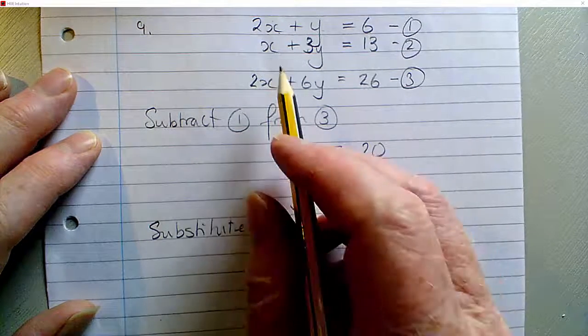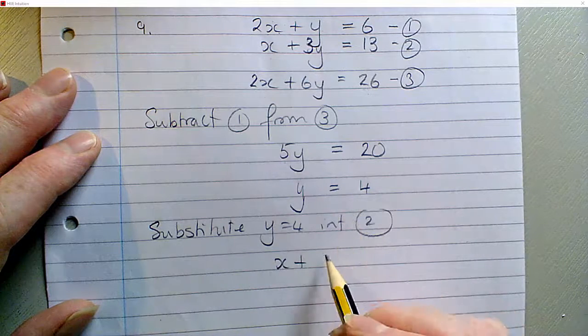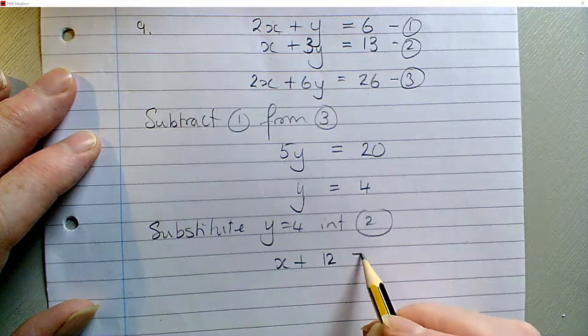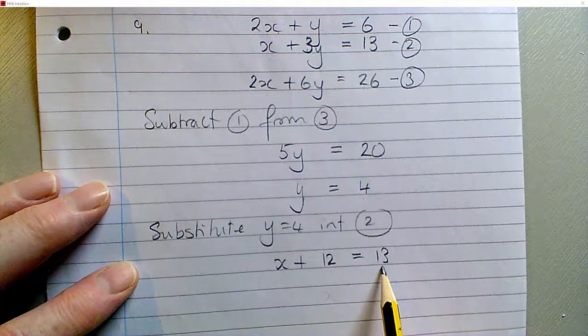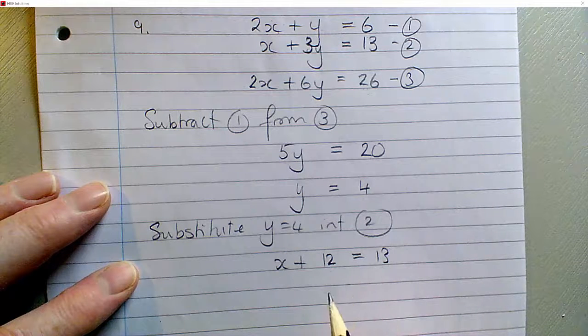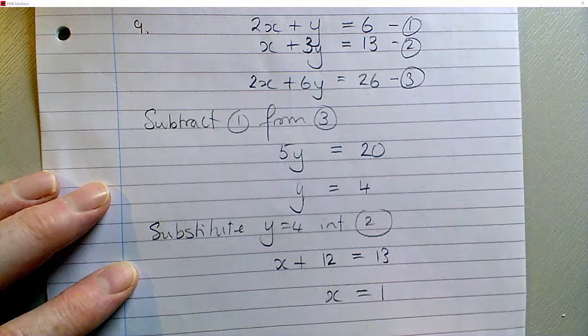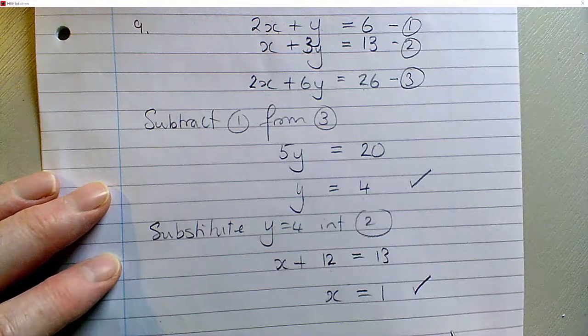and we'll get x plus 3y, that's 12, equals 13. So x plus 12 equals 13. I think that's pretty straightforward, isn't it? Something plus 12 is 13, that something must be 1. So we got our two solutions again, y equals 4 and x equals 1.